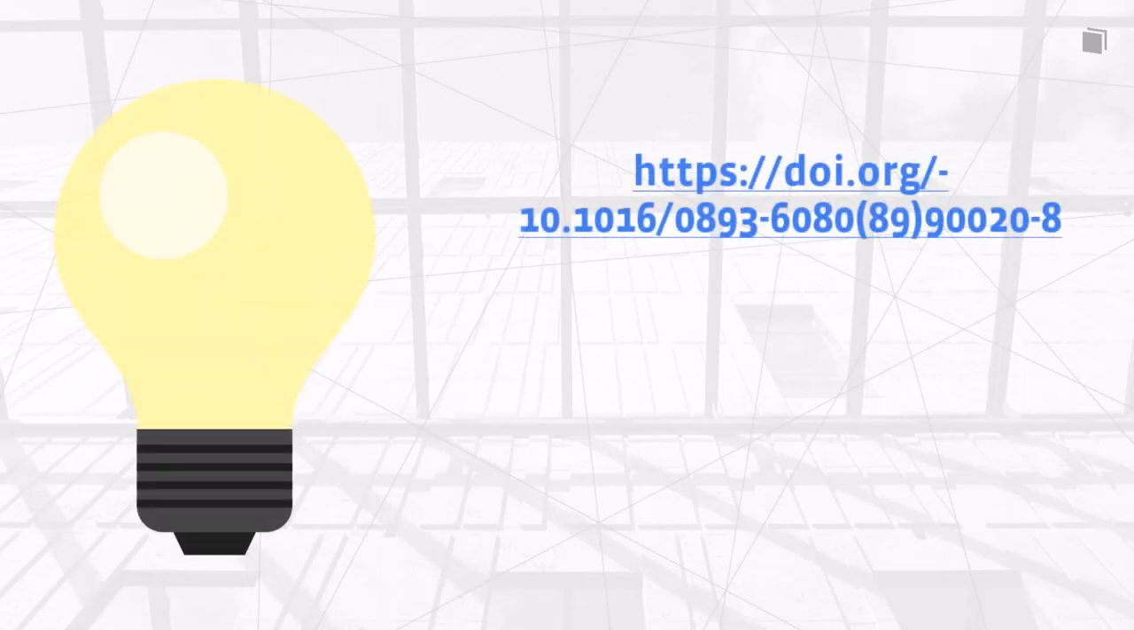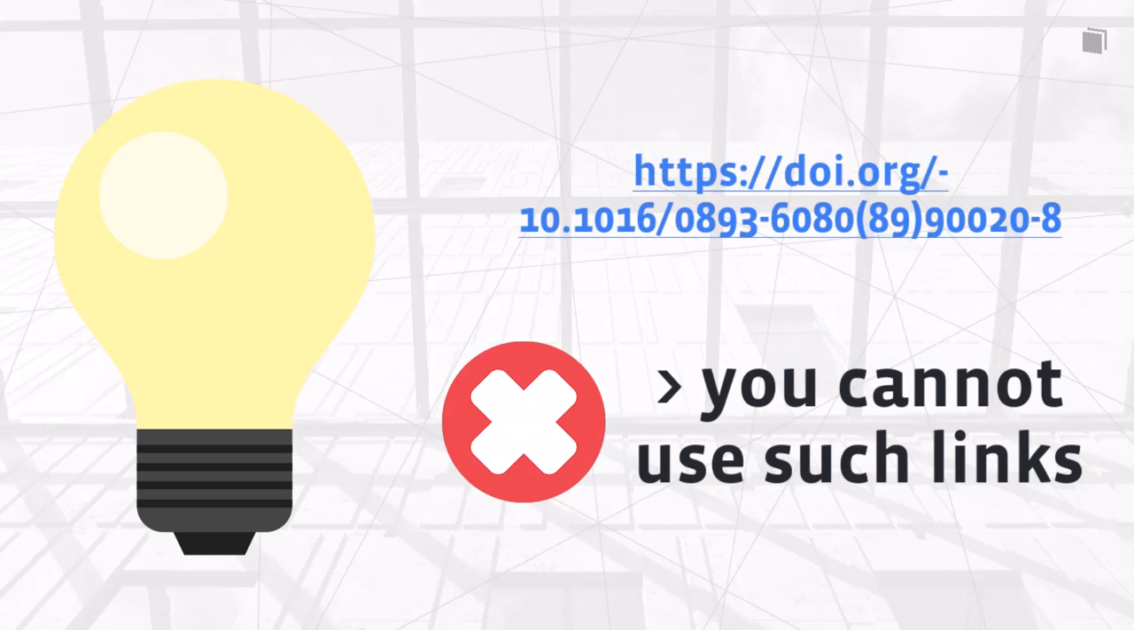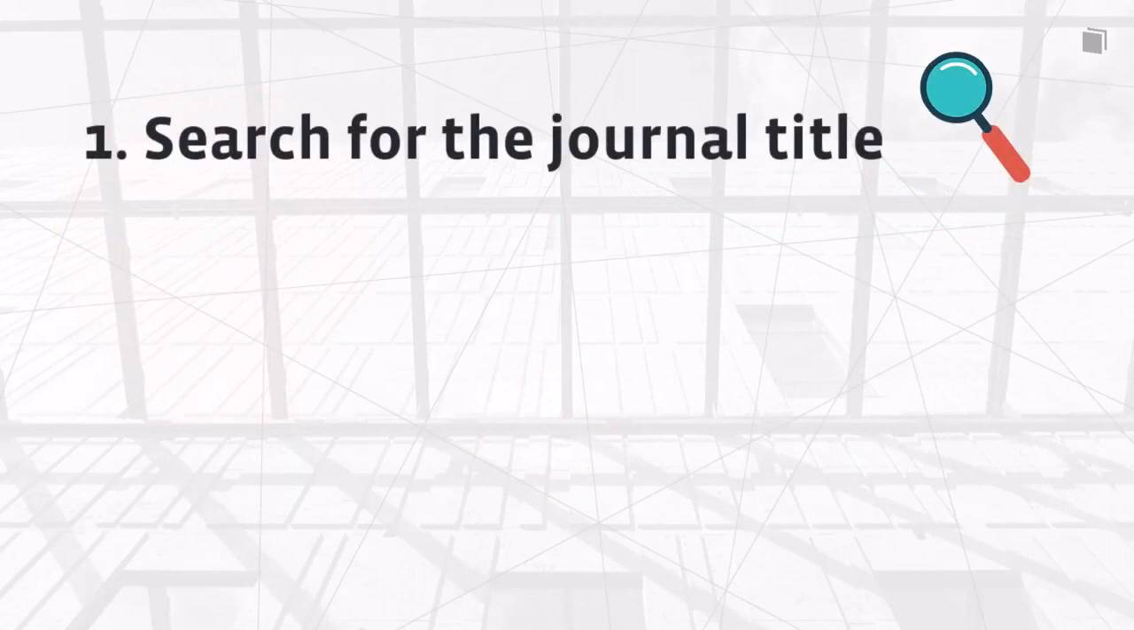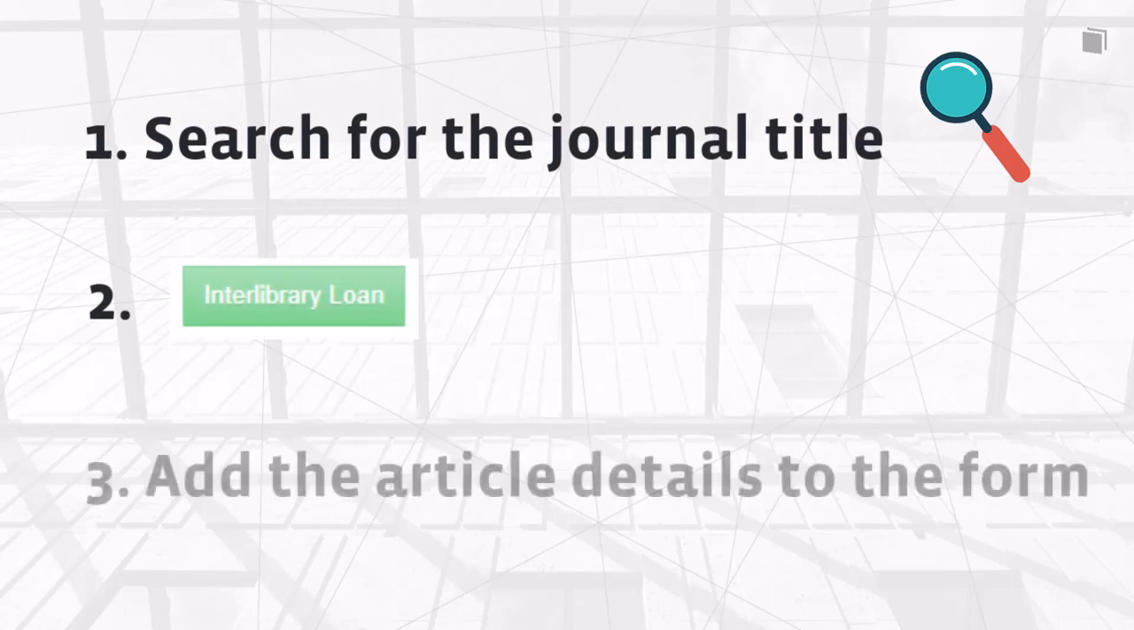Here comes our second tip for you. Unfortunately, you cannot use such links for an interlibrary loan order, as they are not part of the catalog entries in the research portal. The same applies again here. Search for the journal title, order it, and then add the article details to the form.